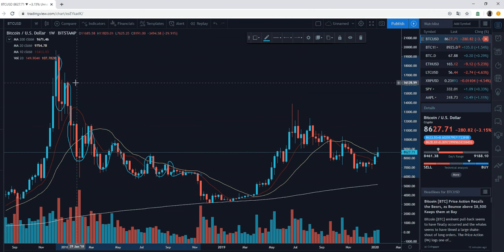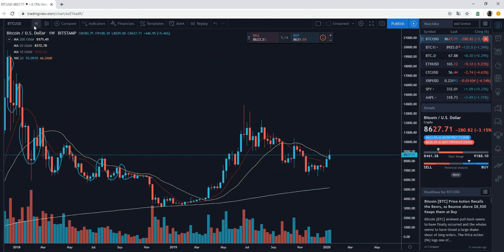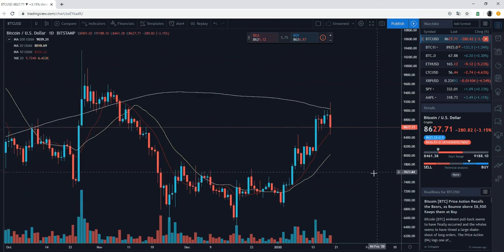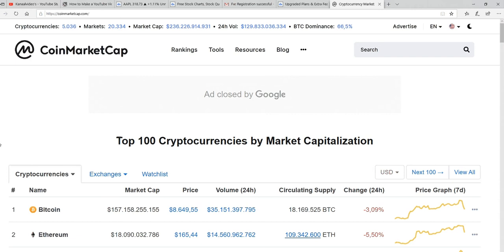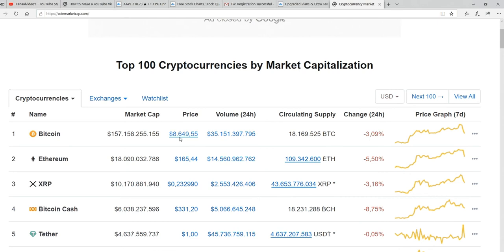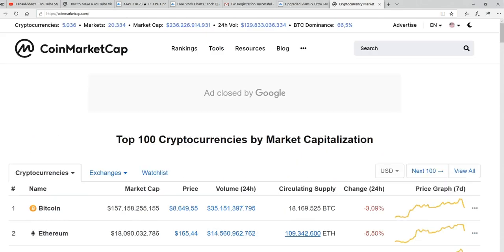As of today, we are in 2020, and if you have a TradingView account, you can now see that we just rejected off the 200 daily moving average right over here. If you're only watching CoinMarketCap today, you won't see all those things. You will see the red, and you will see okay, 8,600, nothing wrong.